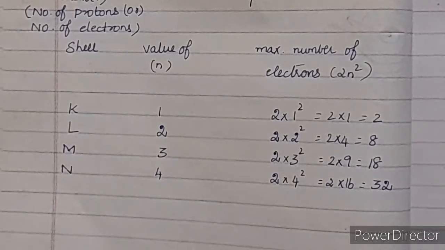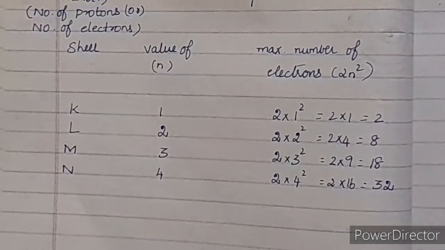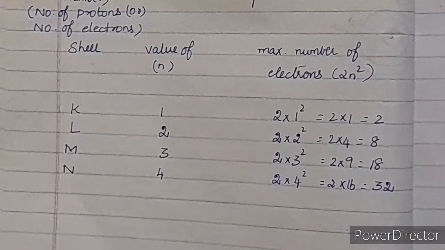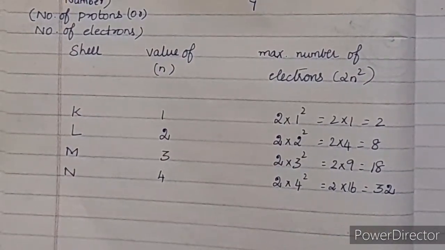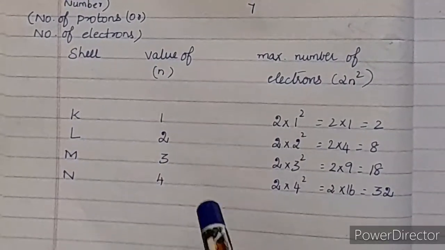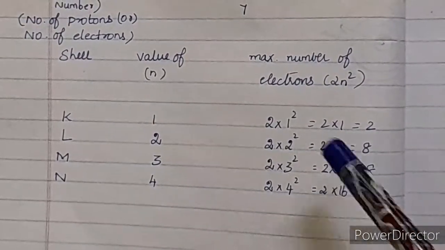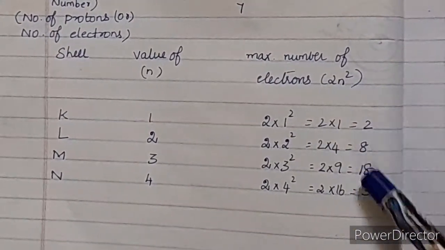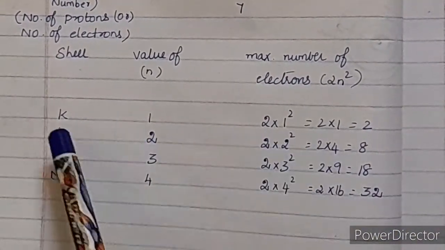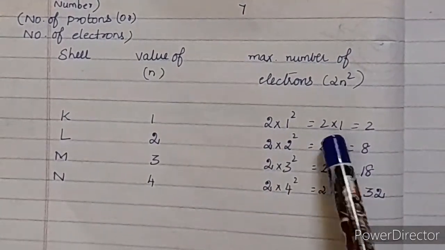Now let's see how the maximum number of electrons that can occupy each shell is calculated using the formula 2n square. Look at the screen, children. Here you have the shells named K, L, M, N, and they can be represented by numbers as n is equal to 1, 2, 3, 4. Using this formula I am going to calculate the maximum number of electrons that can occupy each shell. So for the first shell K, n is equal to 1. So 2 into 1 square is 2 into 1, that is 2.